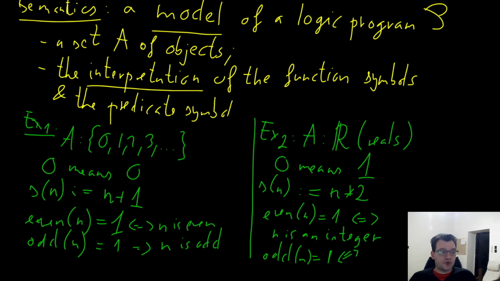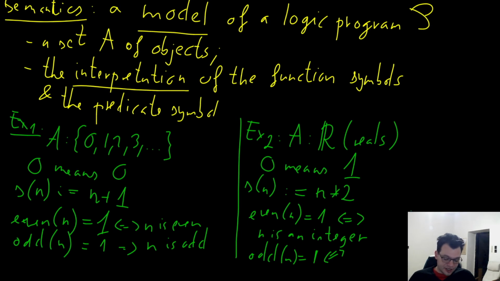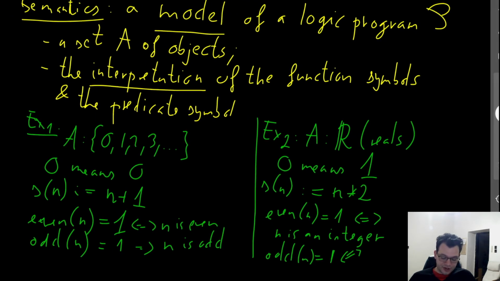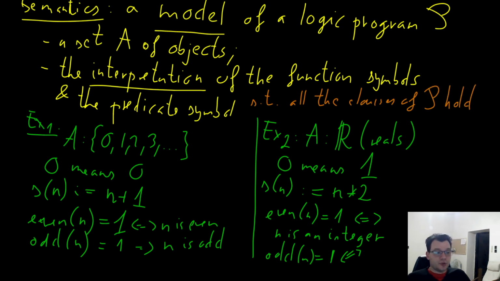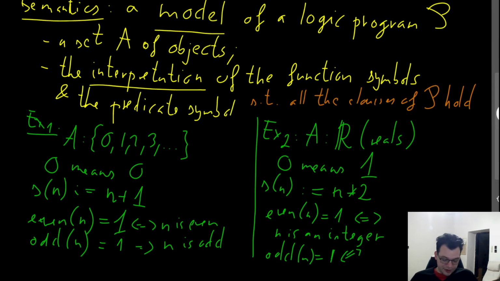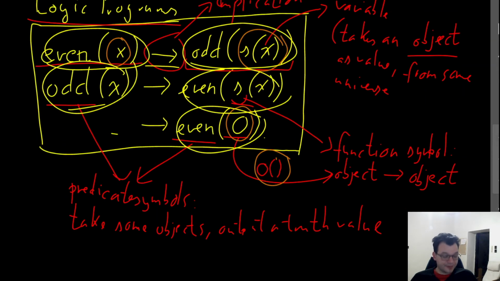And of course, a model of the logical program P is a set of objects and an interpretation of the predicate symbols such that all the implications, all the clauses of P, hold. Now, an implication always means universally quantified.